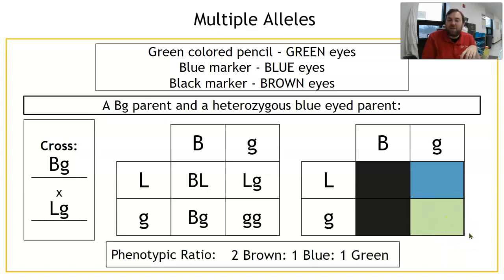The phenotypic ratio for this one would be 2 of the brown eyes, 1 blue eye, and 1 green eye. Finally, someone's having green-eyed children. Such a pretty color there. That is it for this Ed puzzle.